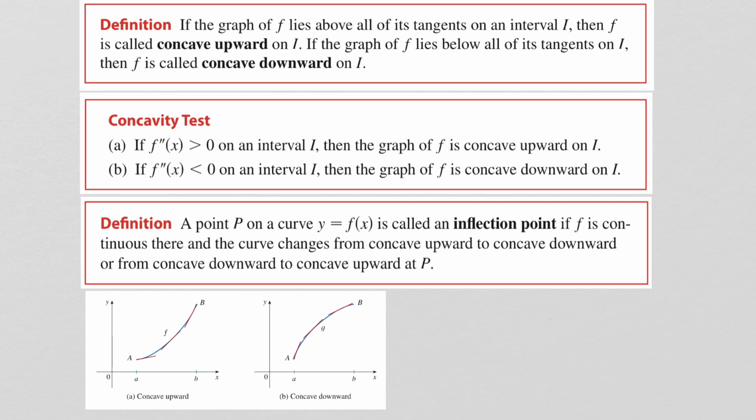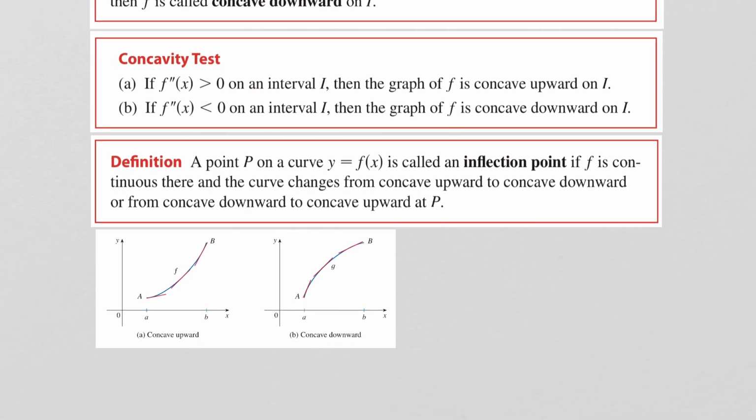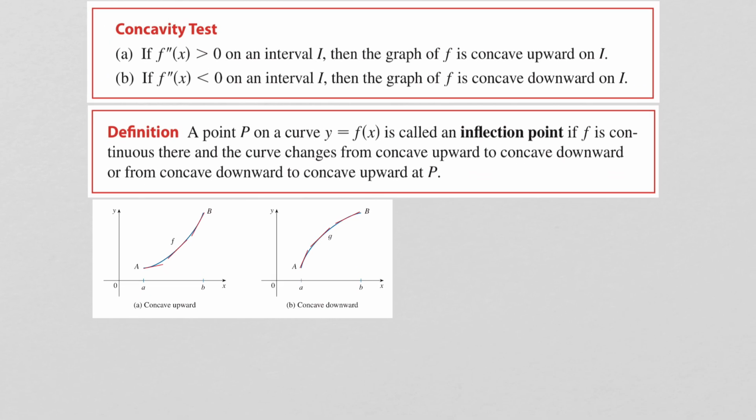But this is difficult to actually think about in terms of determining if a graph is concave upward or downward. So instead we have what's called a concavity test, and it's very simple. If the second derivative of a function is positive, then the graph is concave upward on that interval. And if the second derivative of the function is negative, then the graph is concave downward on that interval.